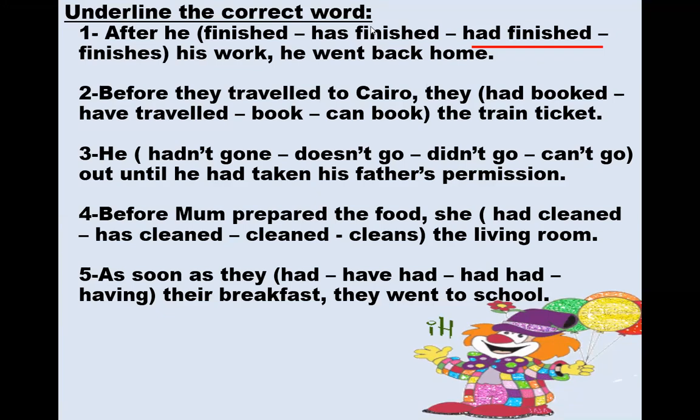Yes, Jana. Before they traveled to Cairo. What's your answer? Before they travel to Cairo, they... We have got the first action, which is in the past perfect. You will choose the past perfect. Had booked. Excellent. So the right answer is had booked the train ticket. Excellent. Number 3. Who can read and answer number 3?